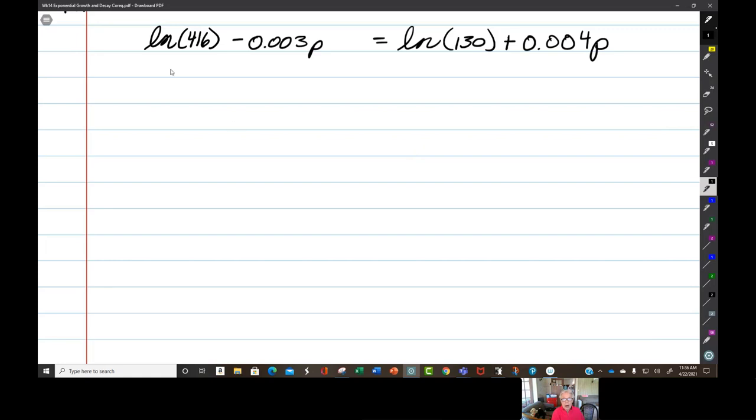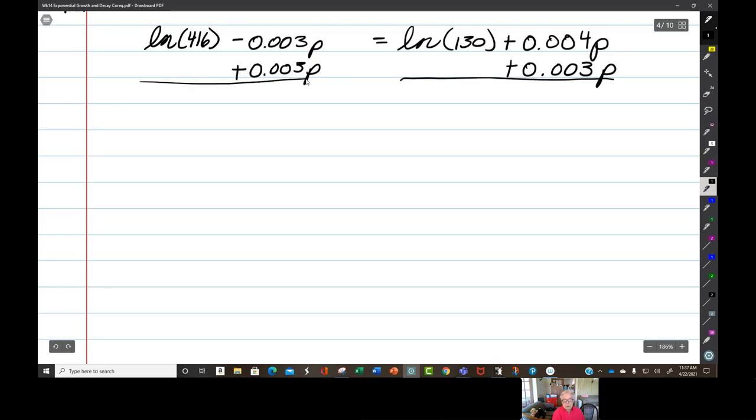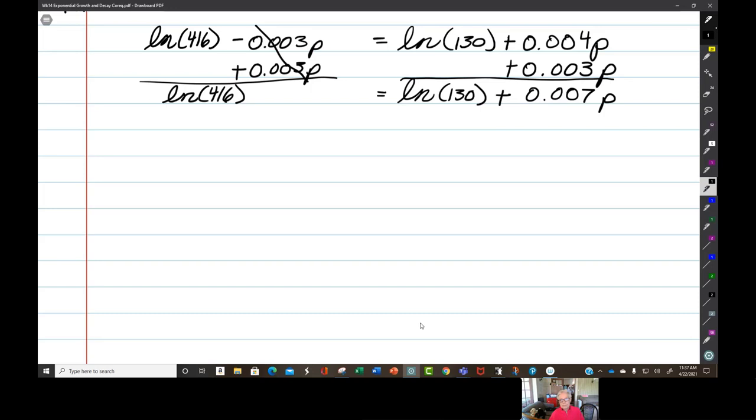Okay, so I am going to add 0.003p to both sides of the equation. They zero out over here, leaving me with one lonely ln of 416 equals the ln of 130 plus 0.007p. Great.